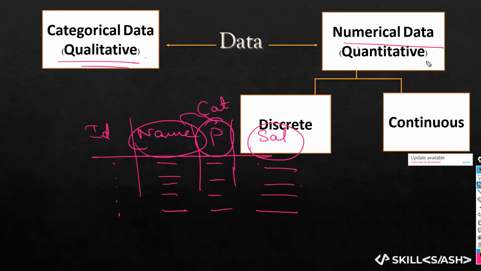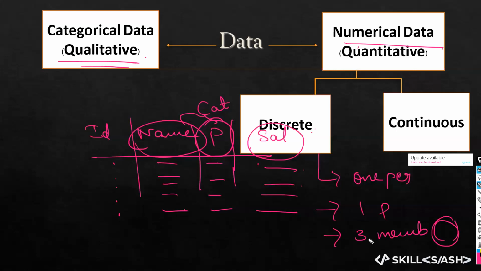Next, numerical data is broadly classified into discrete and continuous. What is discrete data? For example, one person in a class, I have one pencil, I have three members in a classroom or in a room. See, anything that cannot be further divided, you call it discrete data. For example, one person: can I say half a person, one male, half a male, half female? It is not possible, right? Still it is numerical, but it is discrete.